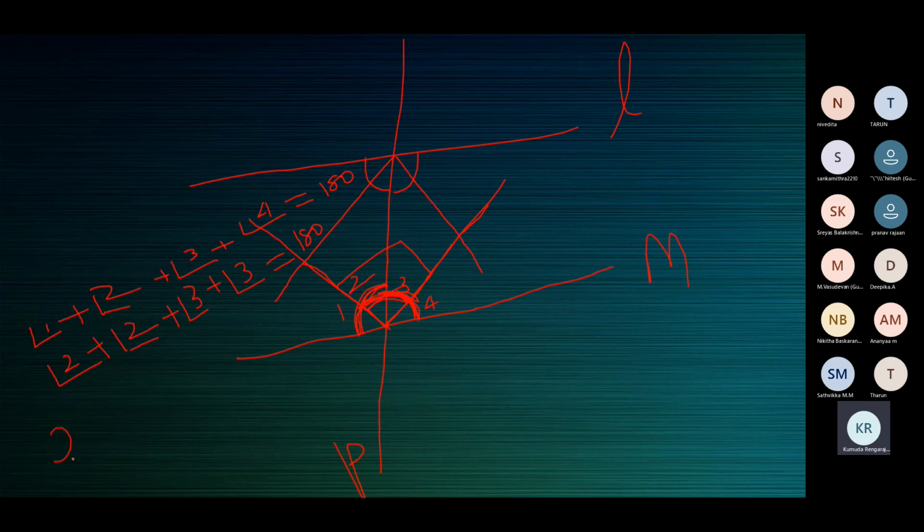So twice of angle 2 plus twice of angle 3 is equal to 180. Take out 2 common. So you'll get 2 of (2 plus 3) is equal to 180. So angle 2 plus 3 is equal to 180 by 2, which is 90 degrees. So angle 2 plus 3 is 90. That means one corner of the parallelogram is a right angle, so it is a rectangle.